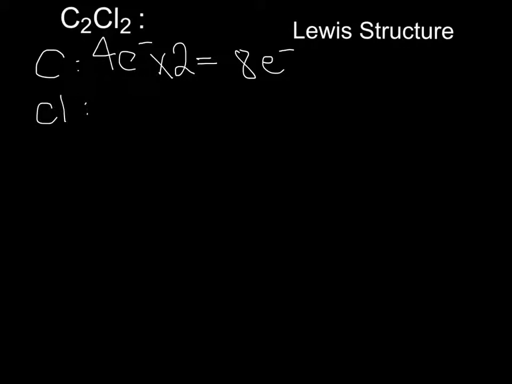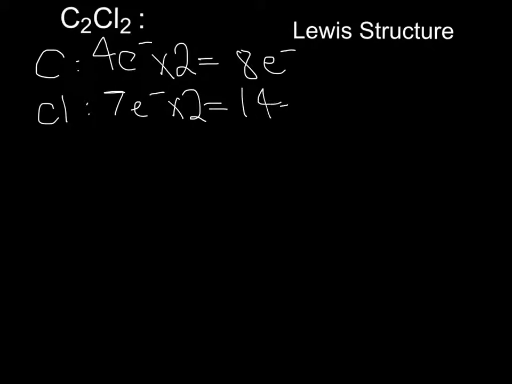which would mean that we would have to figure out the valence electrons for our molecule. Starting off with carbon, we know from the periodic table that carbon has 4 valence electrons, and we can see here that we have 2 of those, which is going to mean that we're going to have a total of 8 electrons for carbon. And for chlorine, we know that it has 7 electrons, and we have 2 of those as well, which means that we have 14 electrons, giving us a total of 22 electrons for this molecule.